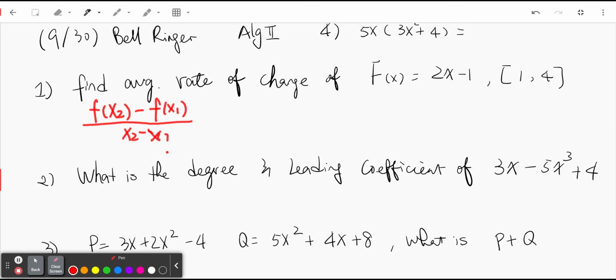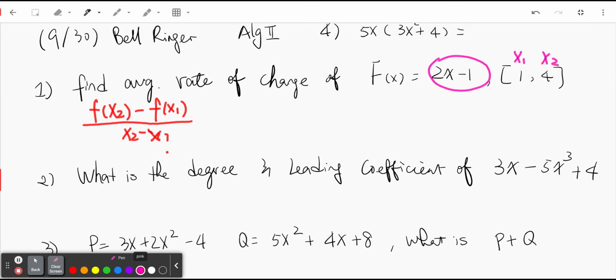So what is our function here? What's our f(x) here? That's a great question. What's our f(x)? So what is our y? Y equal to what? f(x) equal to 2x minus 1. So our f(x) is 2x minus 1. Okay, what is our x1 and x2? Our x1 is 1. Our x2 is? Very good, 4.